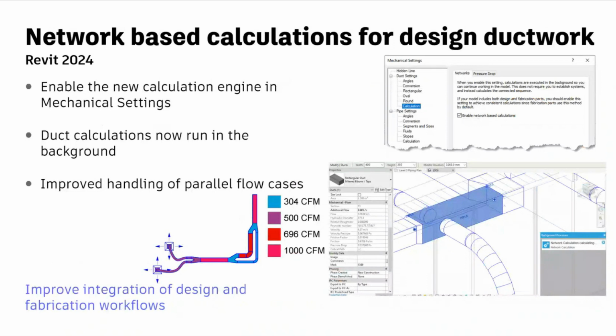For network-based calculations for the ductwork, to integrate the design and fabrication workflows, the network-based calculations for flow and pressure drops are now available for the design ductwork. Using the networks tab of the mechanical settings dialog will enable the calculation engine for the ductwork. When enabled, the calculation runs in the background and you can keep on working in your Revit modeling environment.